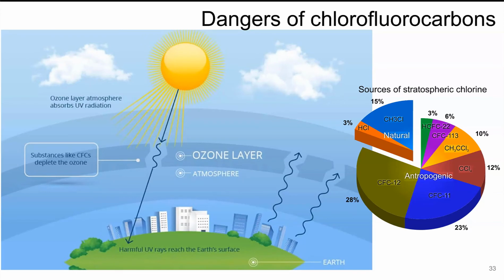So when CFCs are present, they deplete the ozone, which puts a hole into the ozone layer, and that causes the sun's harmful UV rays to enter into the earth. So these chlorofluorocarbons are emitted from things like old refrigerators that eat up the holes in the ozone. Of the sources of stratospheric chlorine, only 15% are from natural causes, 3% is from hydrogen chloride. All the other CFCs, or the stratospheric chlorine, is from things that we have put out there.